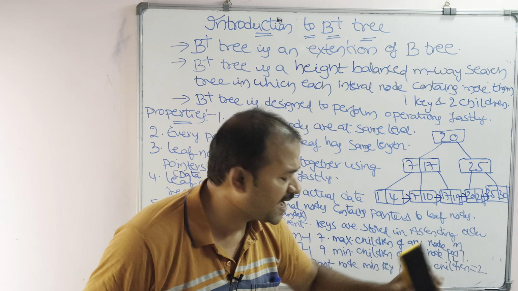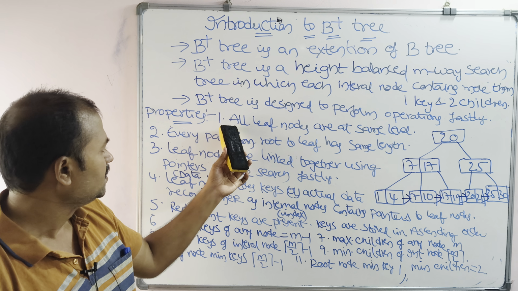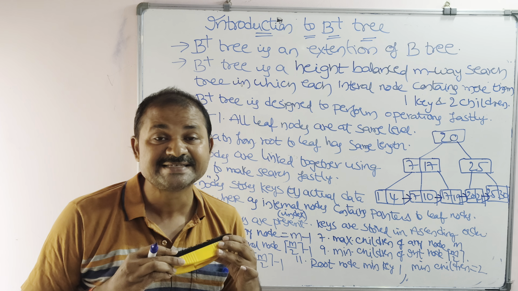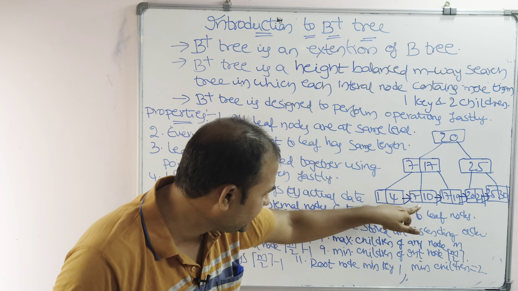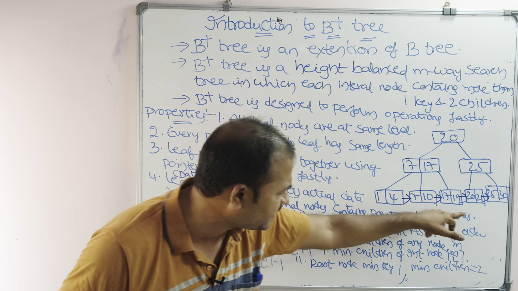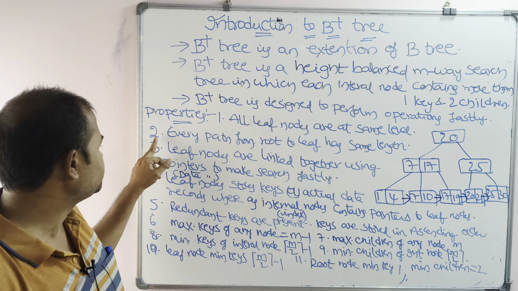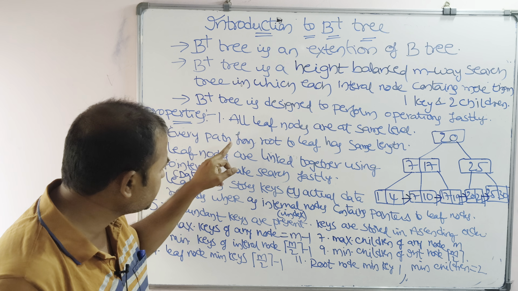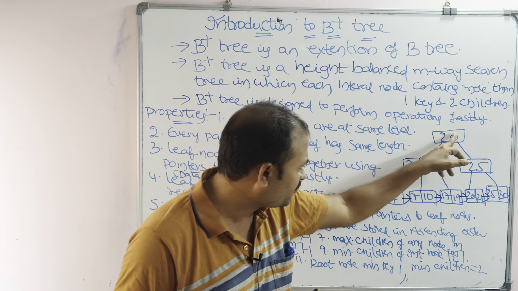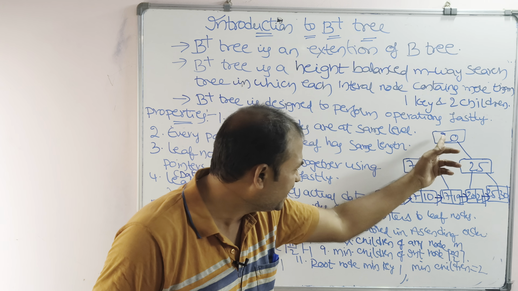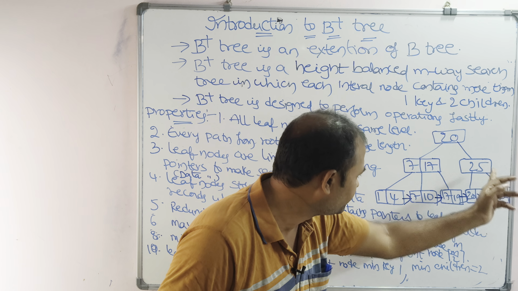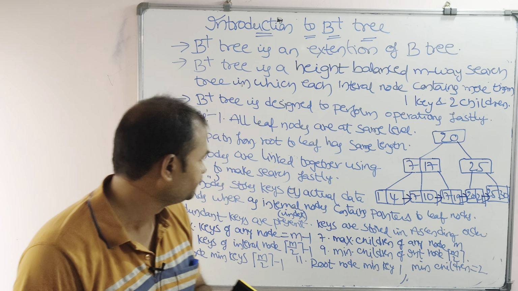So this is the diagram for the B+Tree. The first property is all leaf nodes are stored at the same level. So this is one leaf node. Here all these are leaf nodes only. All leaf nodes are present at the same level. Next property, every path from root to the leaf node has the same length. So from root to leaf node, if we observe any path, here the path length is 2. From root to leaf, every path length is the same.